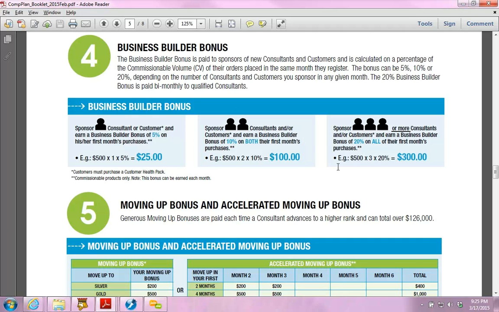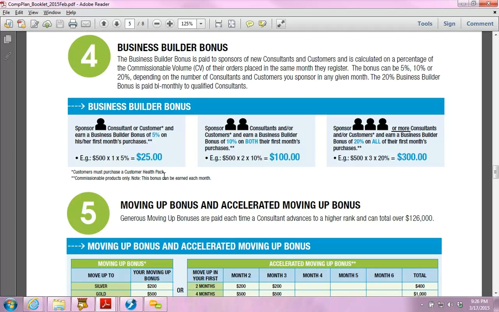And if you sign up 3 people, they're going to pay you a 20% bonus, which is a total of $300. So you're looking at some serious money as a one-time bonus. And those bonuses are all in addition to the 5% residual income that you earn on these guys just because they're in your first generation and you always earn residual.